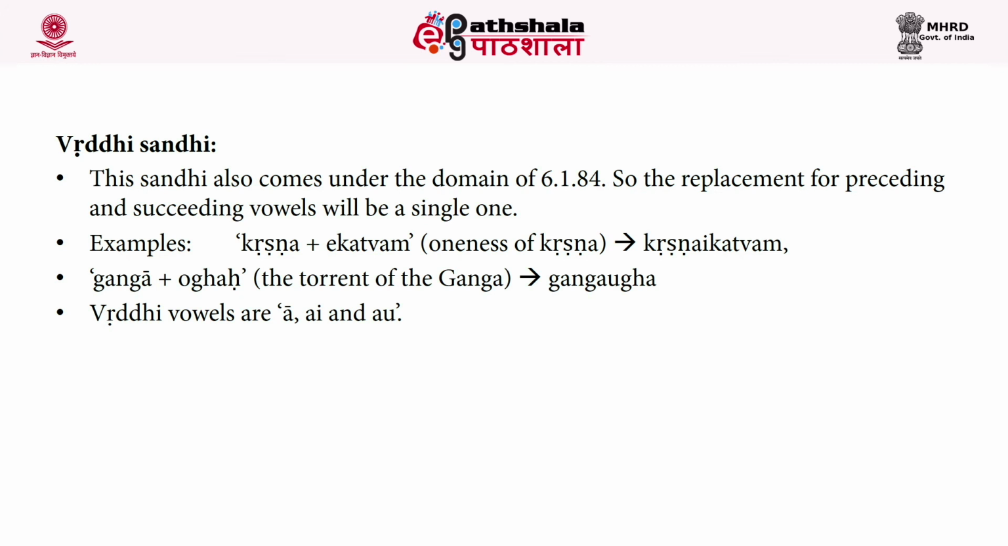The single vṛddhi substitute for a or ā plus ṛ is ār. Also, for a or ā plus ṝ is ār. Example, pra plus ṛcchati, prārcchati, he goes rapidly. Vṛddhi vowels are ā, ai and au.